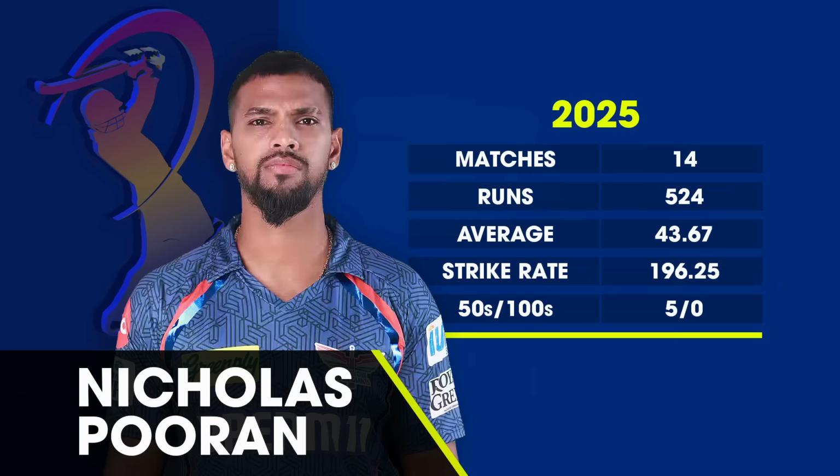Number 3 was very easy. Nicholas Pooran. He just hit sixes for fun. He scored more than 500 runs. He had a strike rate of 196 and he's a left-hander. So Nicholas Pooran is my number 3. He will also keep wicket.